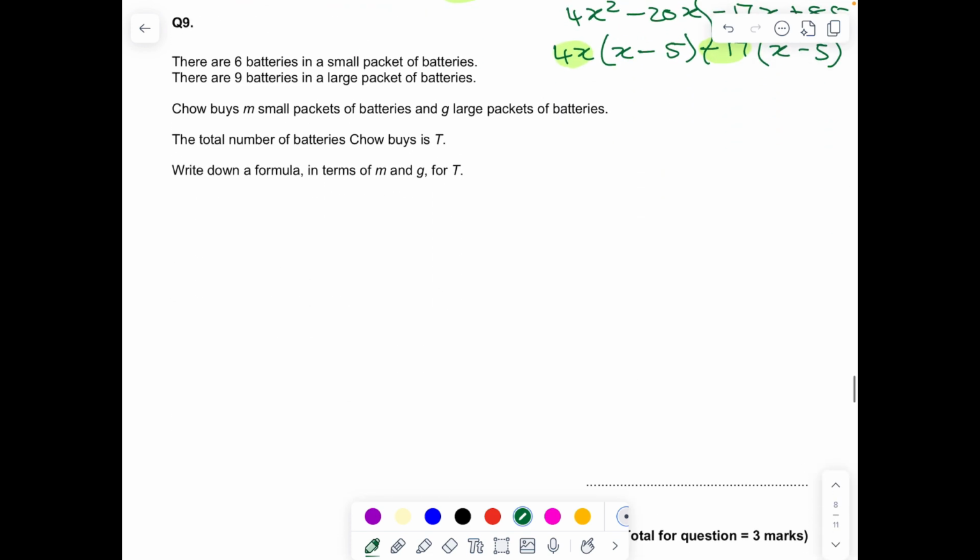Okay, this writing the formulae question was super easy. So T equals, it says Chow buys M small packets. Now we know that M small packets have 6 batteries in each packet. So 6M plus he buys 9 large packets of batteries, and we know that large packets of batteries have 9 batteries in each one, so 9G. So T equals 6M plus 9G.